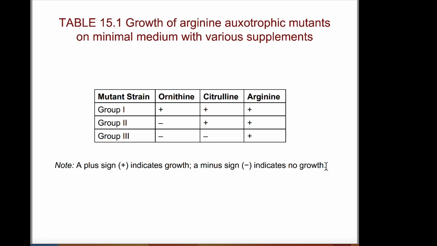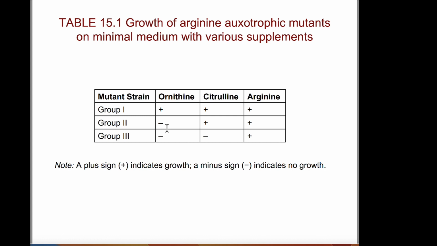To explain this a little bit, the plus sign indicates growth, and a minus sign indicates no growth. Here you have ornithine, citrulline, and arginine. These groups are indicative of different mutant strains. In group 1, in each of these cases, there was growth in the tubes. However, in group 2, there was no growth when ornithine was present, but when citrulline and arginine were added, there was growth.